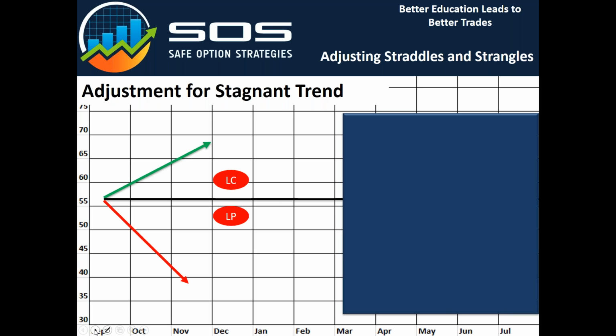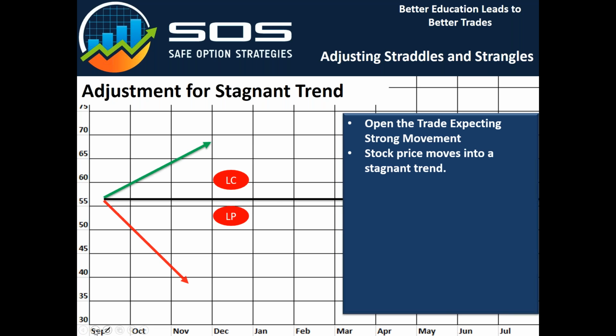Okay, this time we've got a strangle instead of a straddle. We open the trade expecting a strong movement. Stock price sort of goes stagnant on us. This is an alternate adjustment. Generally speaking, we're going to pick a side. We don't have to. Here's the other beautiful thing about straddles and strangles.